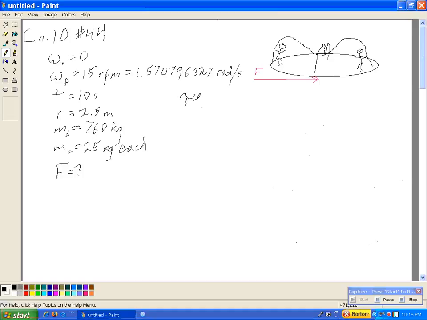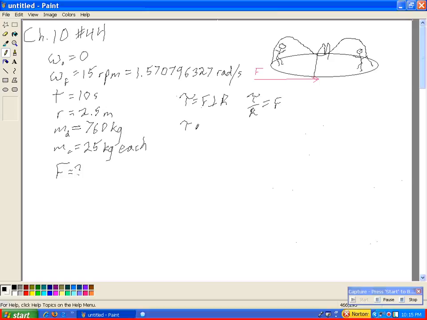All right, torque is force perpendicular to the radius. So once we have torque over the radius, then we have force. Radius is 2.5 meters. Now all we need is the torque.